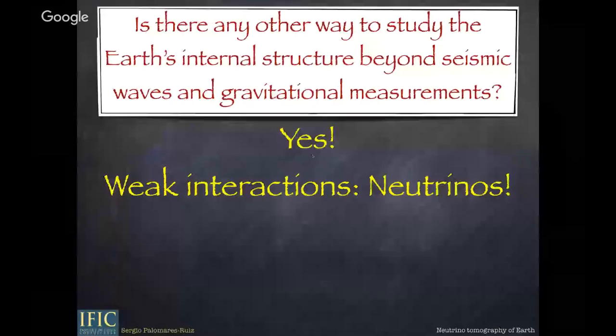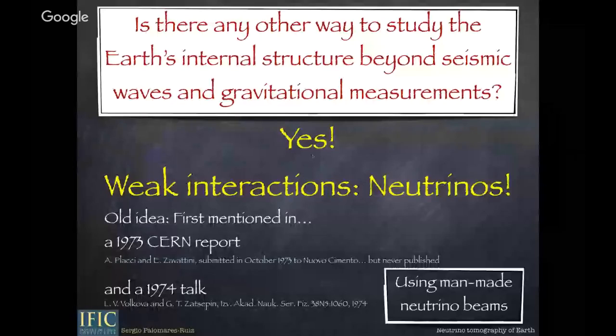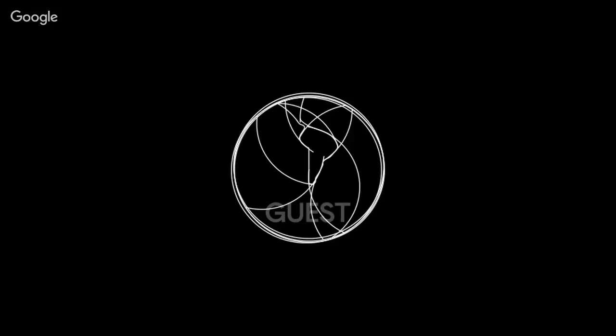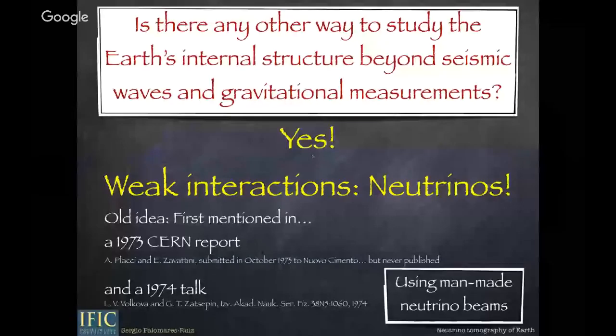This is not a new idea. This is an old idea, actually from the 70s. It was first mentioned in a CERN report in 1973 that never got published, as far as I know. And then it was also mentioned in a talk in 1974. In these two early proposals, they were considering man-made neutrino beams, with energies of TeV, traveling through big sections of the Earth. Those beams were not feasible then, and are not feasible today, but that was the idea.